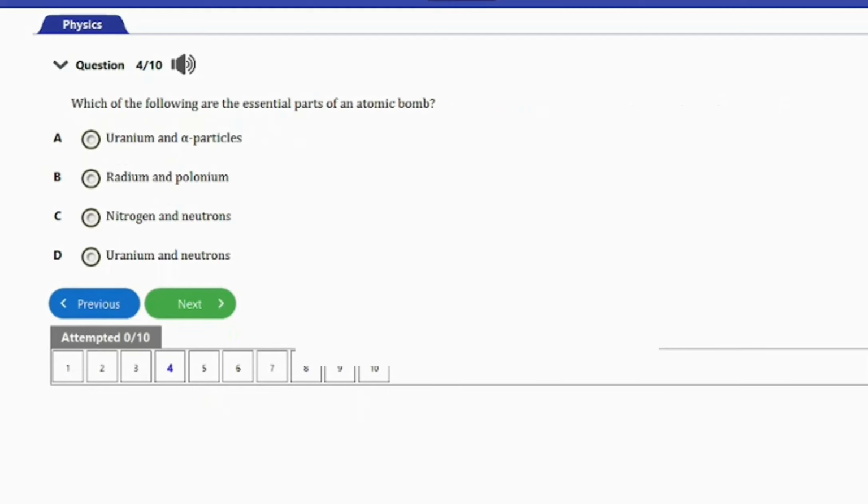So guys, the next question here is question number 4. It says, Which of the following are the essential parts of an atomic bomb? We have A. Uranium and alpha particles, B. Uranium and polonium, C. Nitrogen and neutrons, D. Uranium and neutrons. So guys, the answer to this question is option D here, uranium and neutrons. So that's it for this question. Let's go ahead and consider the next question.